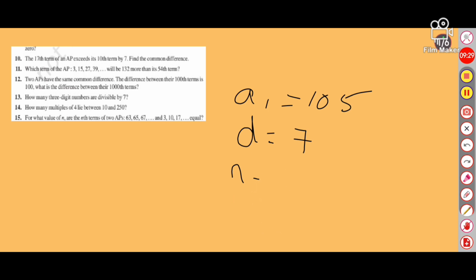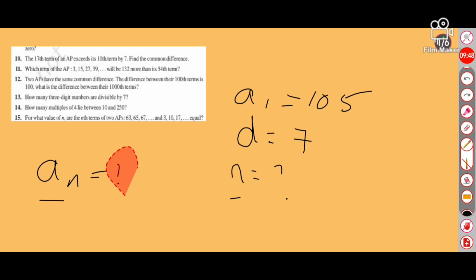The N value is what they are asking: how many numbers. So we need to find the AN value so as to find the value of N, because if you don't know the value of AN as well as N, then we cannot find it. So we are going to find AN by simply dividing the highest number 999, the largest 3-digit number, by 7 such that we get a remainder, and we can easily find the highest 3-digit number which is divisible by 7.